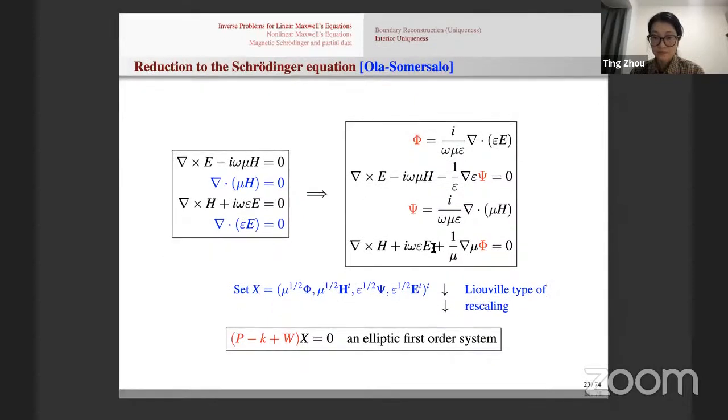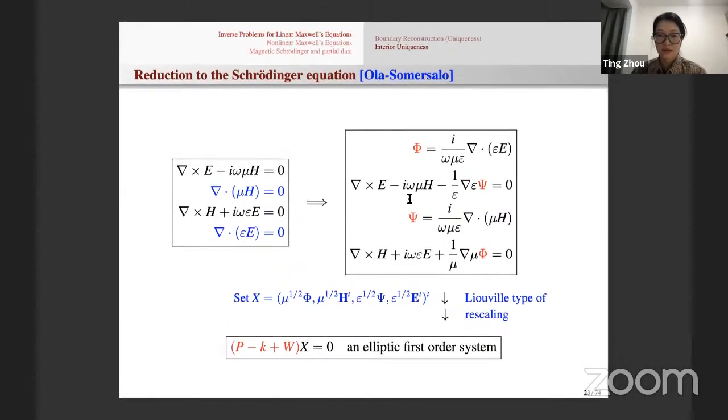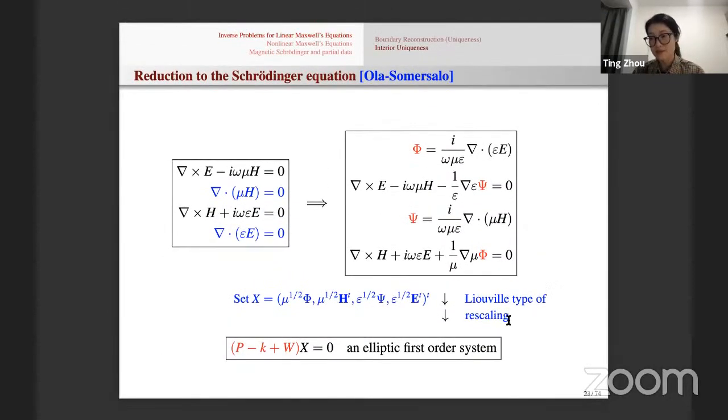And this system, after a Liouville type rescaling, similar to the one you did for the conductive equation, with a lot of verification for the computation which I'm skipping, you will get P minus K plus W times X, where X is this variable, equal to 0. So this becomes an elliptic first order system. This is like an 8 by 8 matrix, this red part. The K here is the wave number.